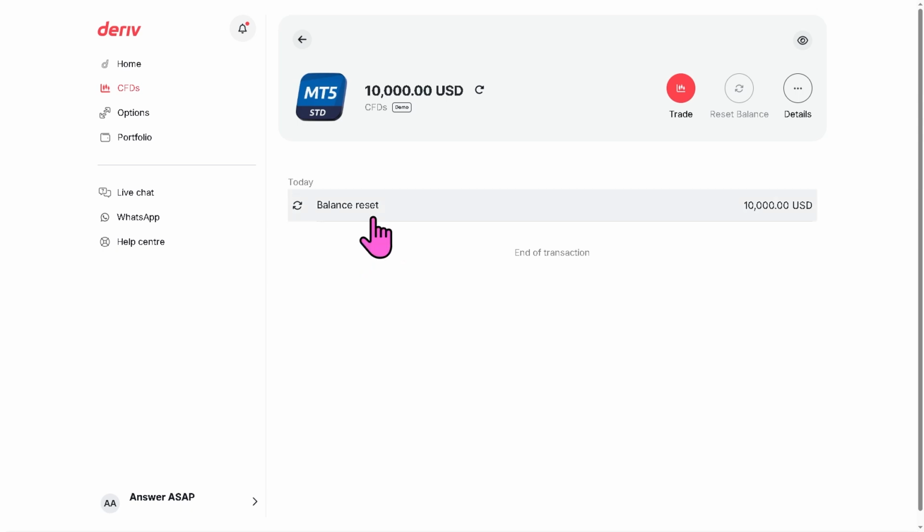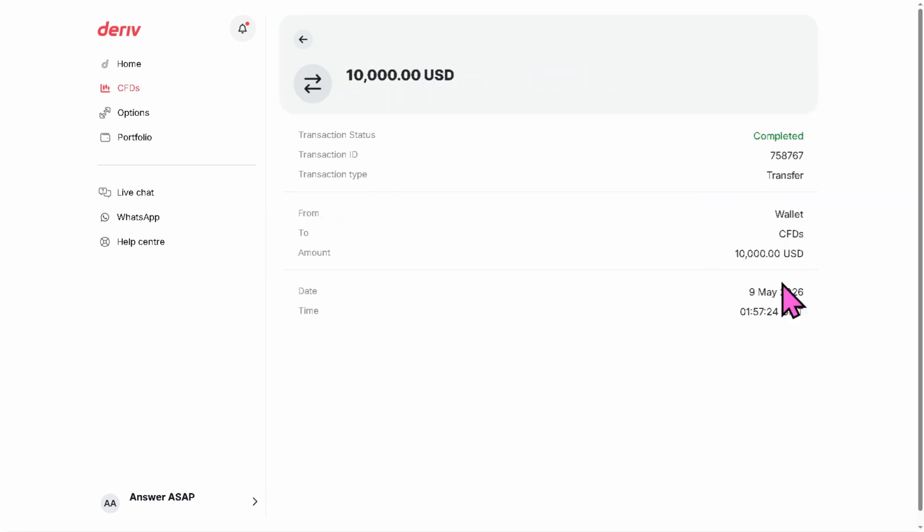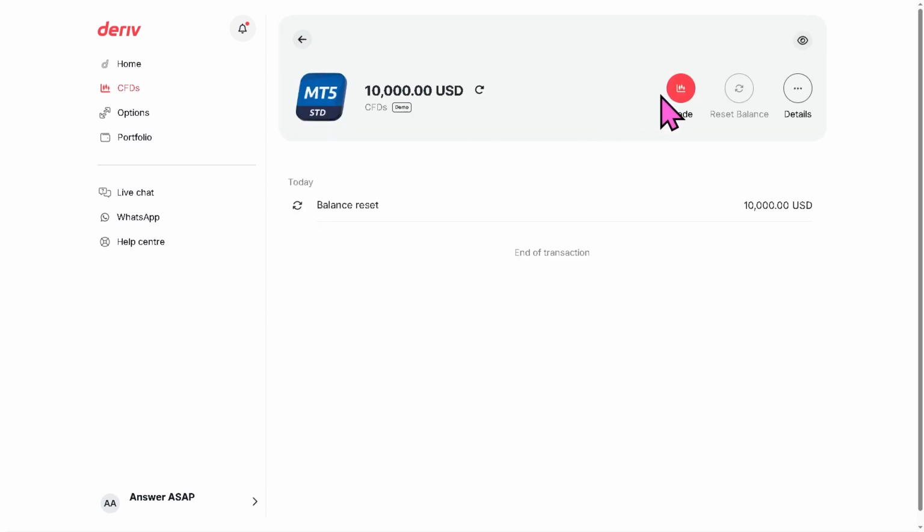So if your virtual funds are running low, your account is blown, or you simply want a fresh demo balance to continue practicing, all I have to do is click this option right here to reset the balance. Alright, and there you go. The balance has been completely reset. And then, of course, Deriv will automatically restore your virtual funds back to the default demo balance.